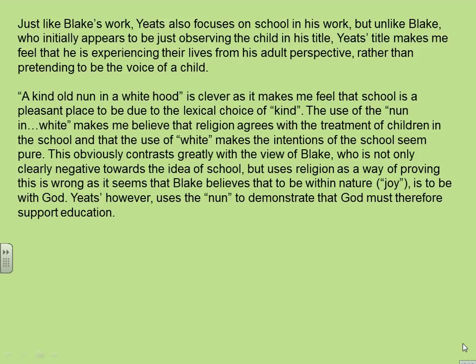This obviously contrasts, here's my comparison, this obviously contrasts greatly with the view of Blake, who is not only clearly negative towards the idea of school, but uses religion as a way of proving that it is wrong, as it seems that Blake believes that to be within nature, joy is to be with God. Yeats, however, uses the nun to demonstrate that God must therefore support education, because she's there, she's part of it.